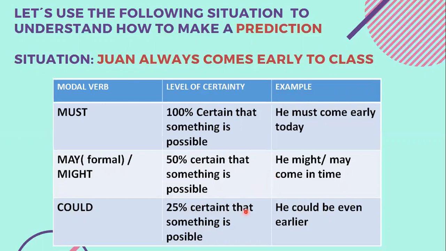And finally, we talk about could. That is a 25% certainty that something is possible. That means that you think that it's possible, but you are not so sure whatsoever. That means that you have just a little indication that it could happen. Like he could be even earlier. Like he could be at the classroom even before 7 a.m. As I mentioned before, he could be there at 6:30 or something like that. But in this case, we are talking that there is just this little possibility for that to happen.